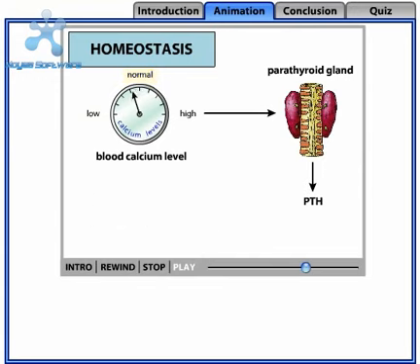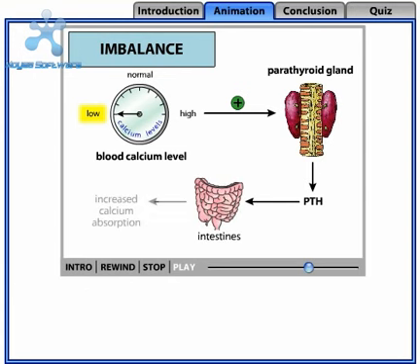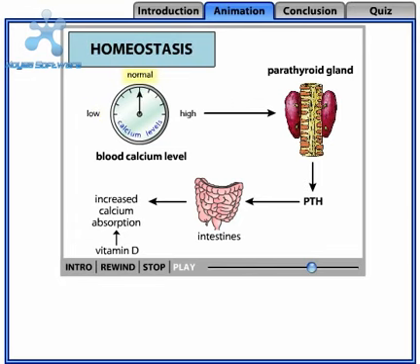Finally, increased secretion of PTH causes the digestive tract to absorb more calcium from food, but this is an indirect effect dependent on vitamin D. In the kidney, PTH stimulates the conversion of vitamin D to an active form, and it is vitamin D that acts on the digestive tract to enhance absorption of dietary calcium.